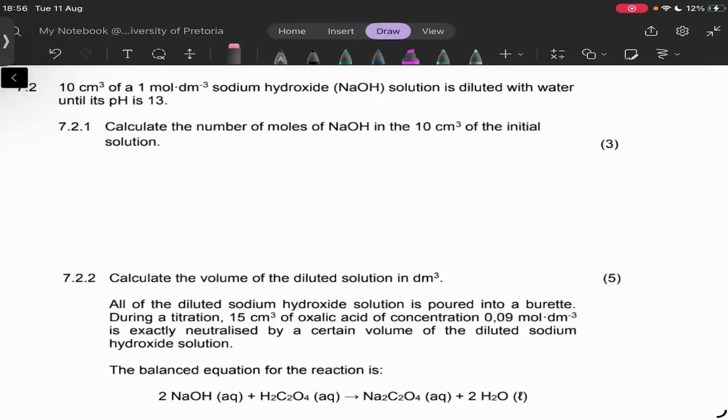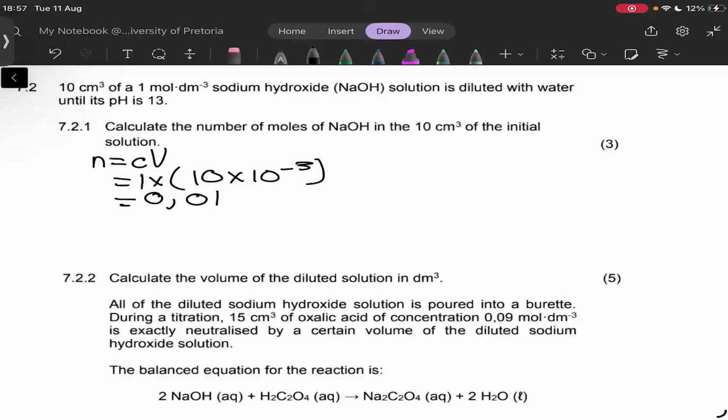Yeah, the answers are rolling in. It is indeed 0.01 moles. So I'll have over here n is equal to C times V. Now our concentration has been given as 1 mole per decimeter cubed. Our volume hasn't been given in standard units, so I have to convert that. That'll be 10 times 10 to the power of negative 3. And that'll then give me 0.01 moles. Cool.